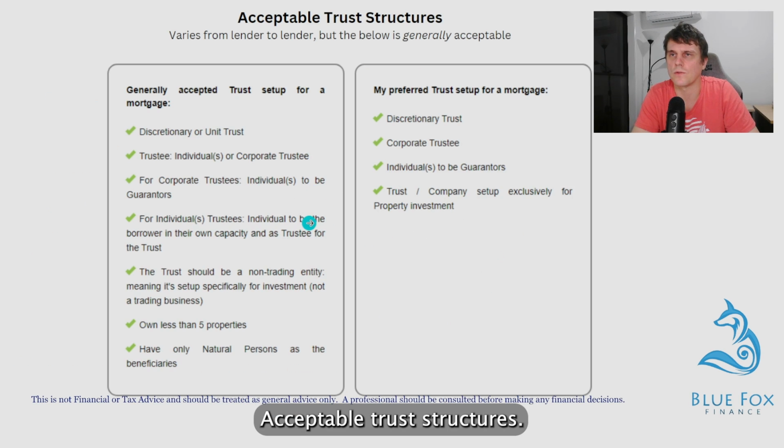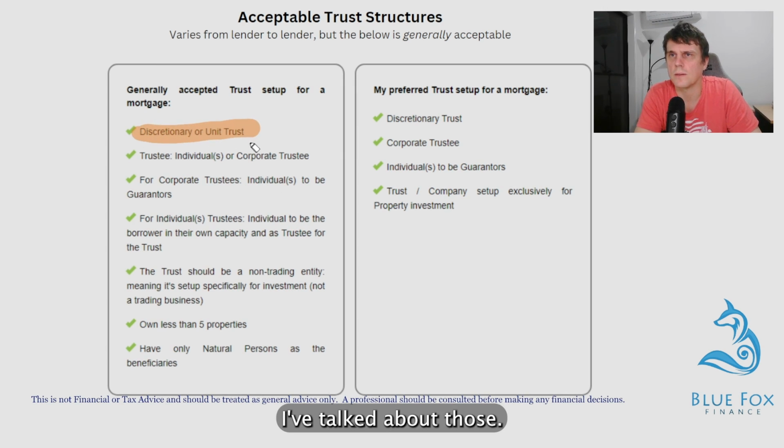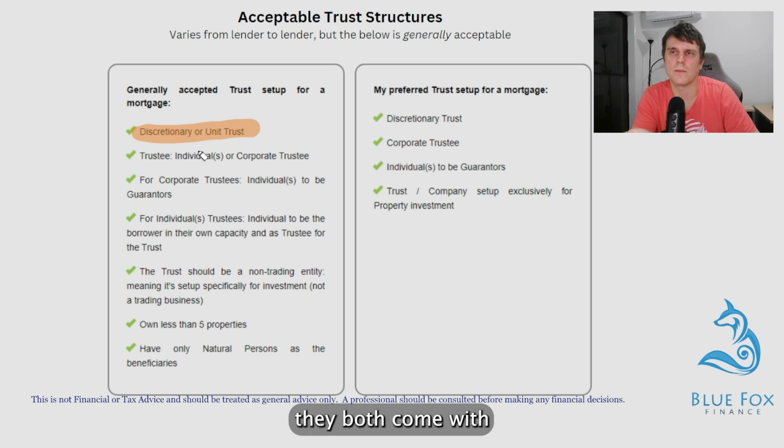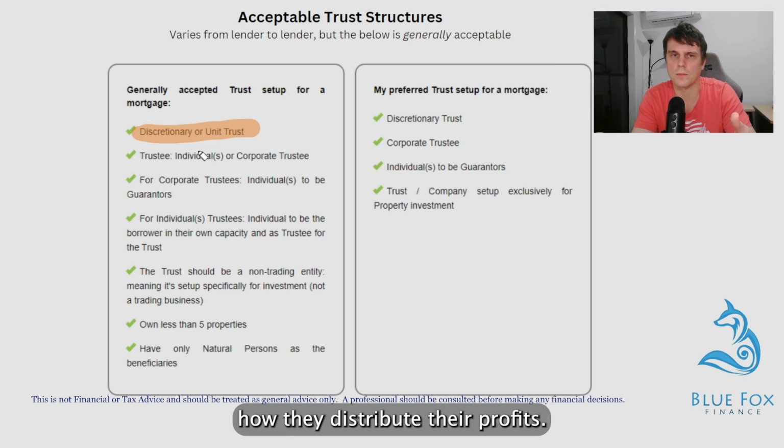Acceptable trust structures. So as I said, there is a lot of different types of trusts, but here's what you can actually use to get a home loan. These are the trusts you'd ideally want to use for property investing if you're going to need a home loan, which presumably you will. Discretionary or unit trust, I've talked about those, but the main difference, they both come with basically the same advantages, but the discretionary trust, which a family trust is a discretionary trust, has discretion over how they distribute their profits.